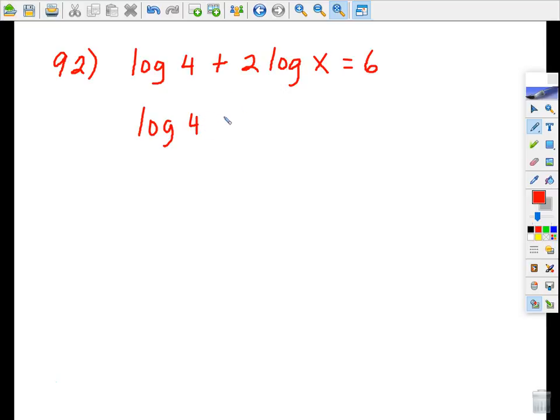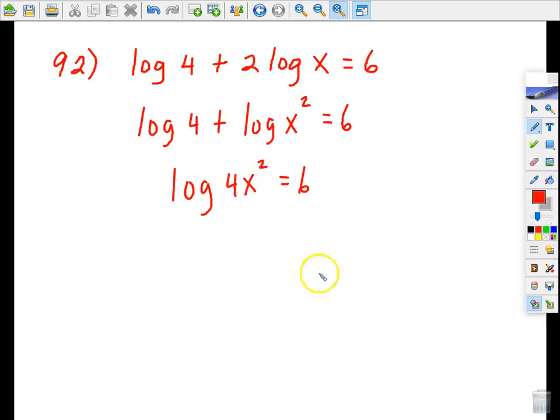First move will be, before I can make these two become 1, I need to move this 2 and make it become the exponent for x. Okay, that's the power property. Now the product property. I'm going to put these two together as a single log using multiplication. All right, and now that it's a single log, we're going to make it an exponential equation. The base is 10 raised to the 6th power equals 4x squared.